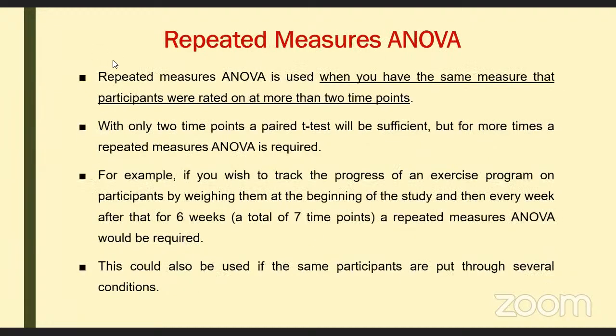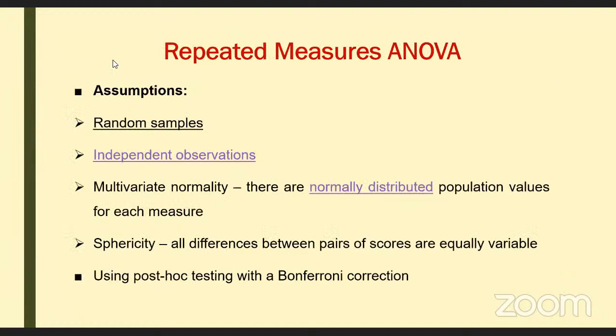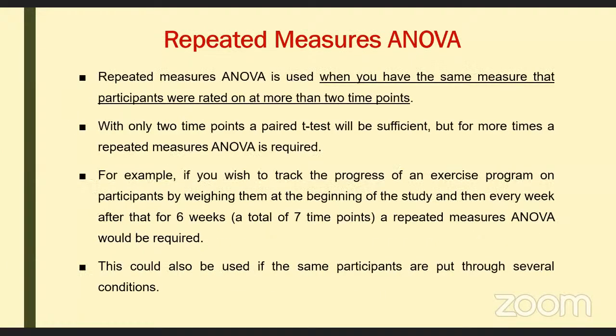Then repeated measures ANOVA. What is repeated measures ANOVA? We get confused between one-way ANOVA and repeated measures ANOVA. In case of repeated measures ANOVA, it means when you have more than two observations in the same group. Repeated measures ANOVA is used when you have the same measure that participants were rated on at more than two time points. Means what?